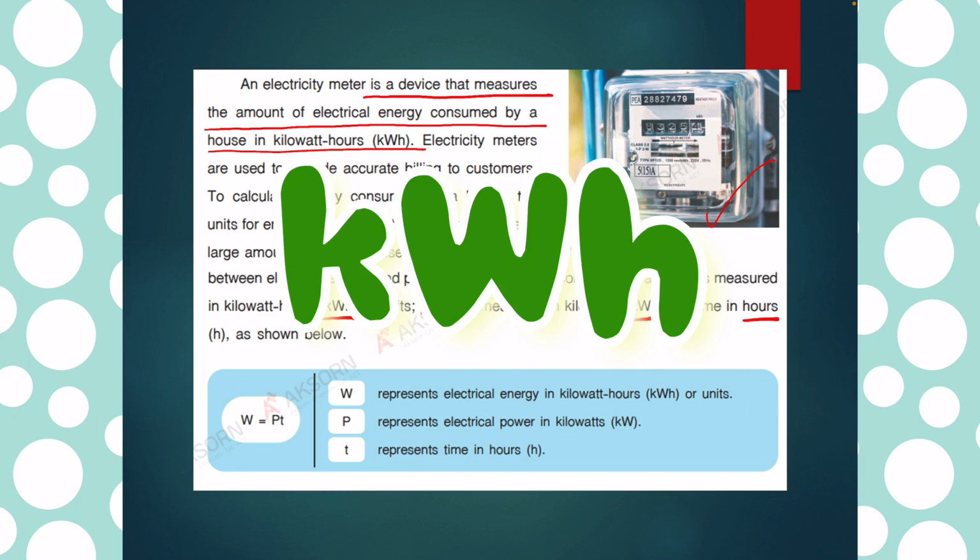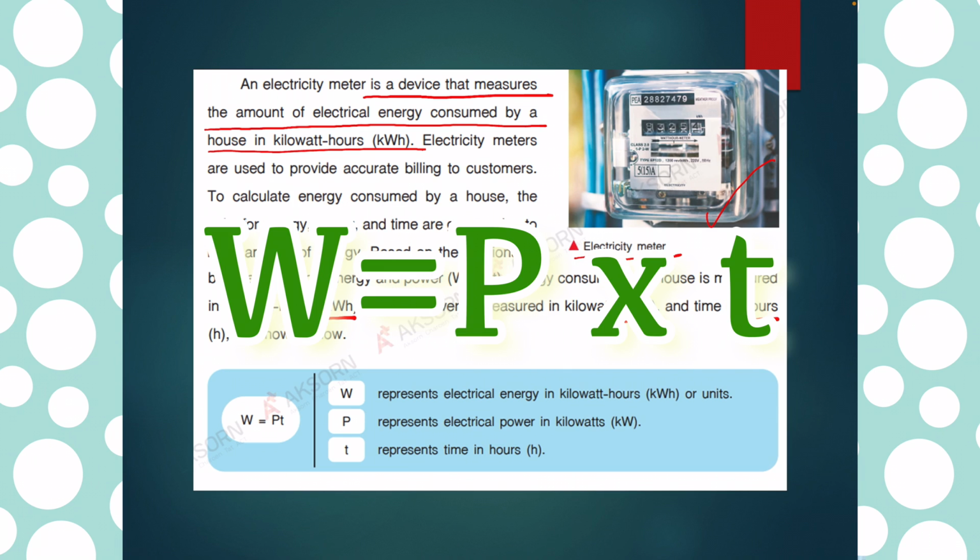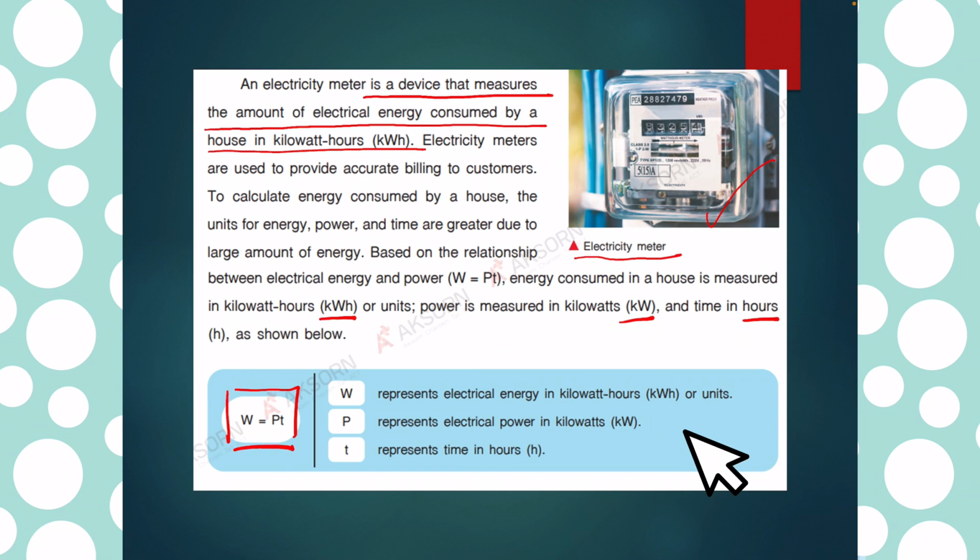So where did we get kilowatt hours? From the formula, work is equal to power times time. So the work, or the W, represents the electrical energy in kilowatt hours or units. And the P represents the power in kilowatts. And T represents the time in hours. So if you combine all those variables together, we will be forming kilowatt hour.